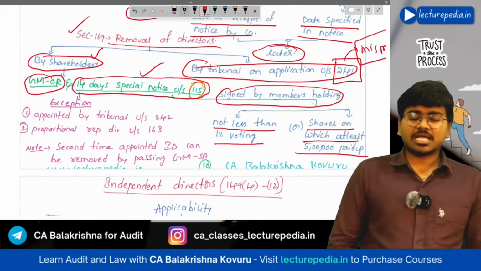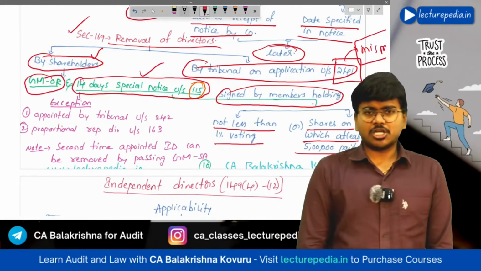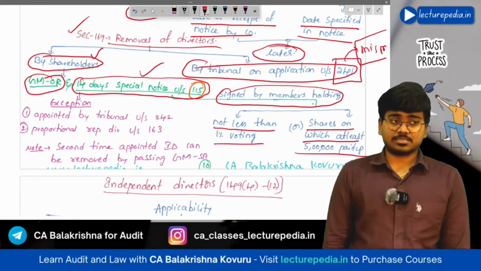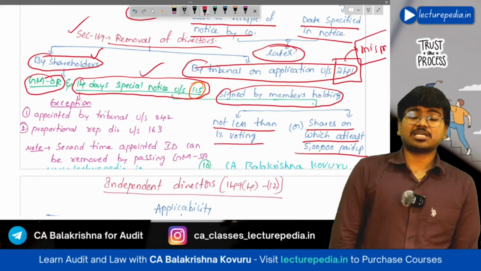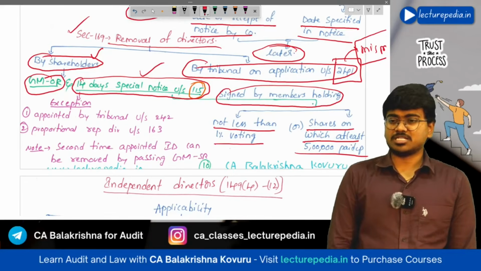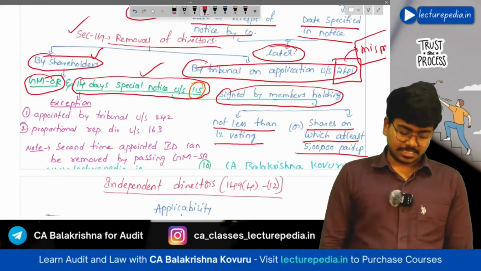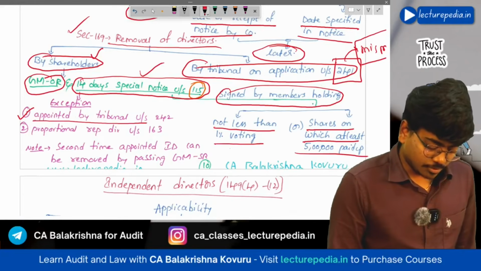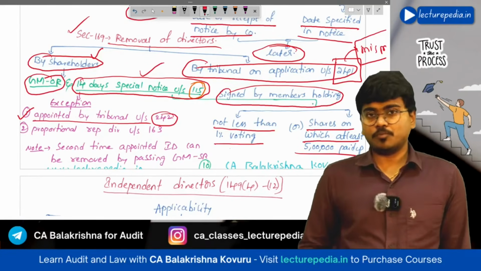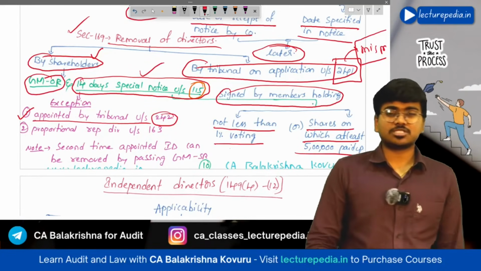However, there are exceptions for this. Shareholders can remove all the directors except certain types of directors. Shareholders cannot remove certain types of directors by this procedure. Who are those directors? First one, if the director is appointed by tribunal under section 242. This 242 also comes in chapter number 5.